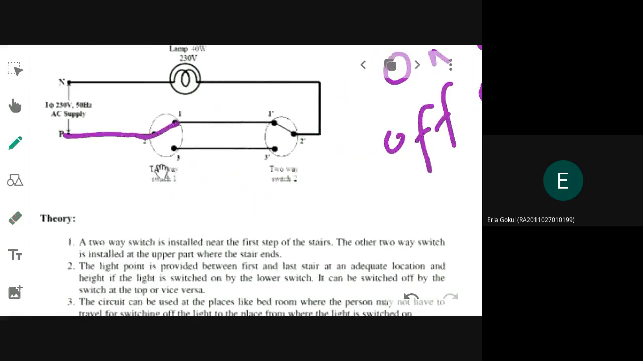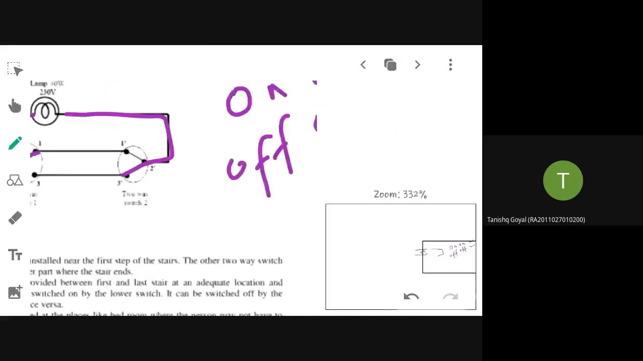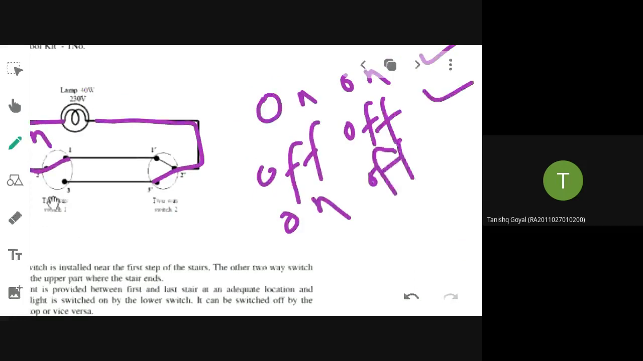Suppose the other way if I connect. Here I am keeping on, but this one I am keeping off. It will not glow. Yes, it will not glow. So on off, it doesn't glow.